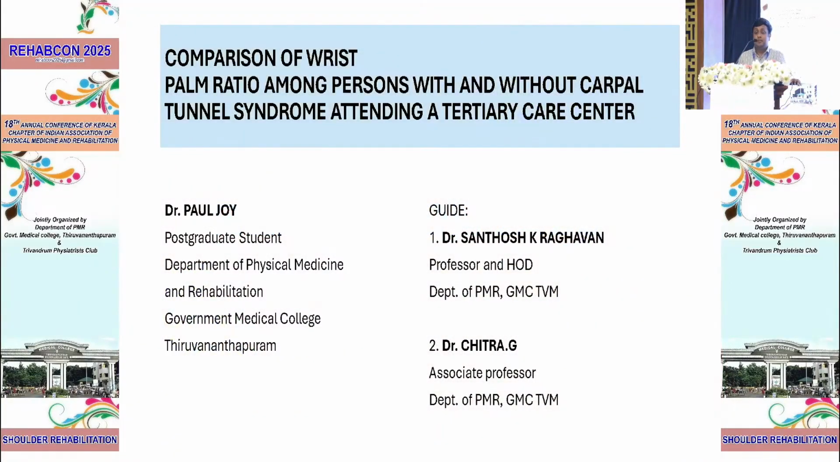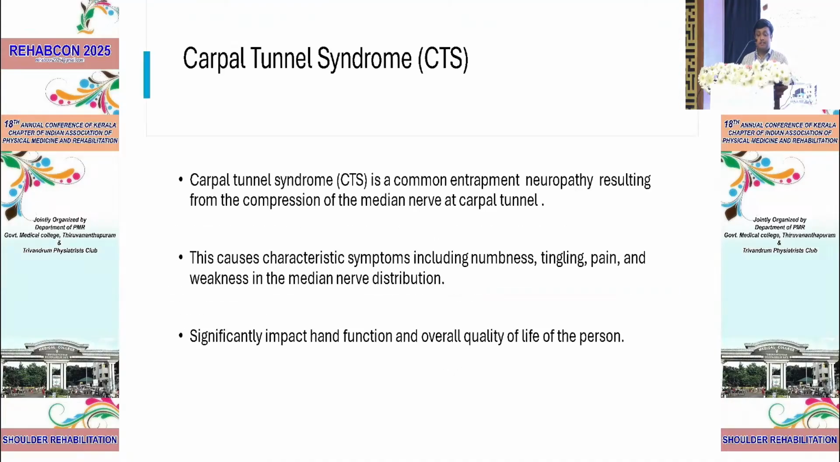Good morning, everyone. My paper for today's presentation is comparison of wrist-palm ratio among persons with and without carpal tunnel syndrome attending a tertiary care center. As we all know, carpal tunnel syndrome is a common entrapment neuropathy resulting in the compression of the median nerve in the carpal tunnel. This causes characteristic symptoms like tingling, pain, and weakness in the median nerve distribution. It can significantly impact hand function and quality of life of a person.